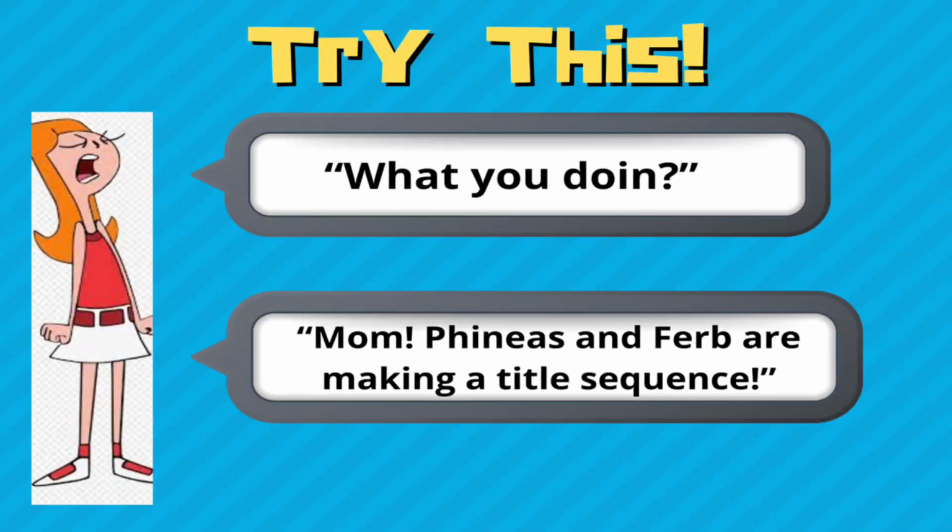Try placing your palm on your throat while saying, "What are you doing?" What did your palm feel? Were there vibrations in the throat? Try it again and this time say, "Mom, Phineas and Ferb are making a title sequence." When we talk or make any sound, our vocal cords vibrate. When there are no vibrations felt, no sound is produced.